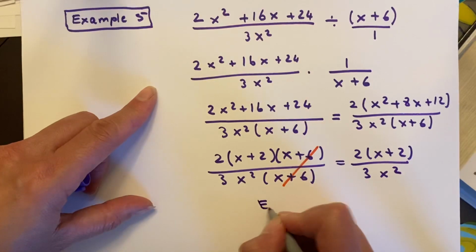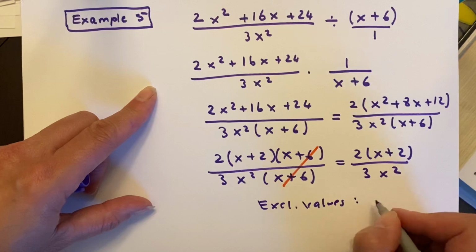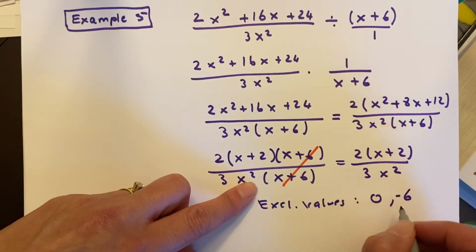And my excluded values are 0 and negative 6.